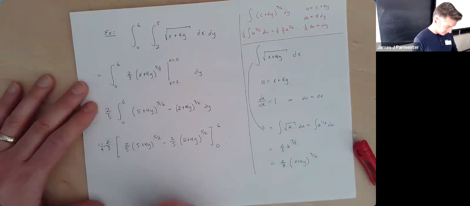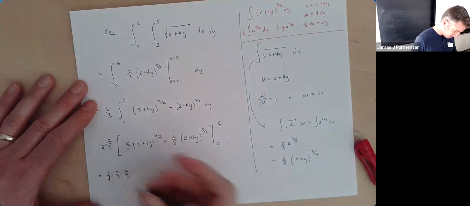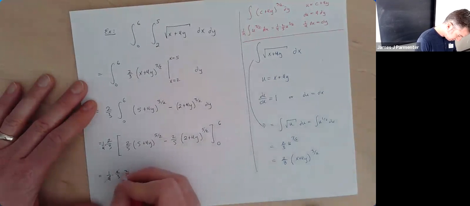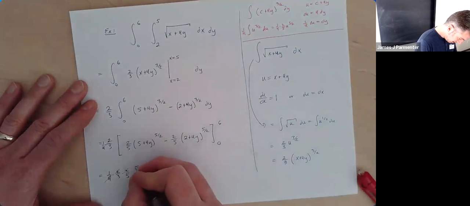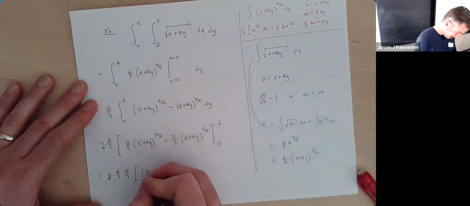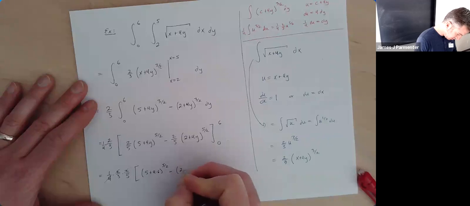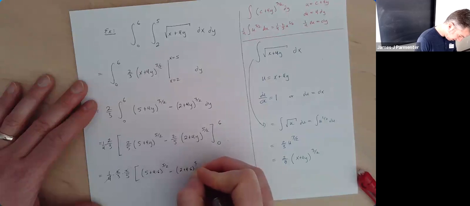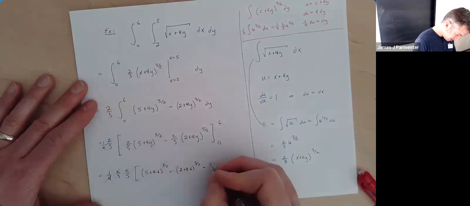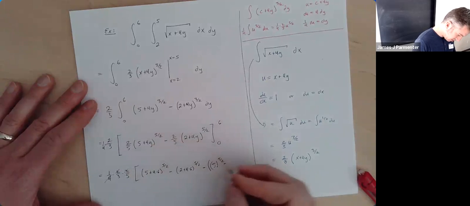I would again factor out the 2/5 as well. So I've got a 1/4 times 2/3 times 2/5. I could probably simplify that. I can, right? The 4 and the 2's cancel. That's really just 1/15. And then in here, I'm going to plug in the 6 first. I'm going to get (5 + 4 times 6)^(5/2) minus (2 + 4 times 6)^(5/2), minus, let me plug in 0, and we get 5^(5/2) minus 2^(5/2).